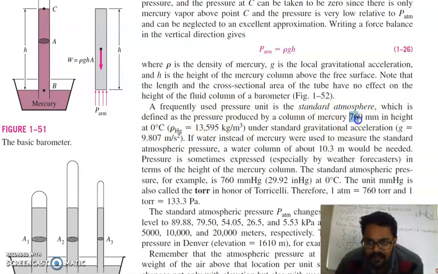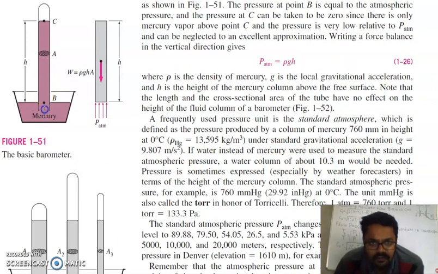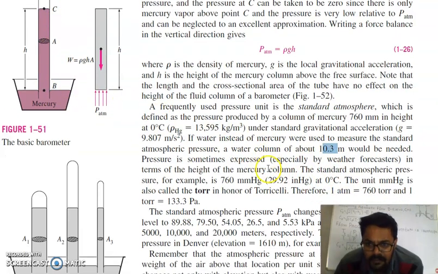A frequently used pressure unit is the standard atmosphere, which is defined as the pressure produced by a column of mercury 760 mm or 76 centimeter in height, under standard gravitational acceleration, as used in most laboratories. If water were used instead of mercury, a column of about 10.3 meter would be needed, which is not feasible.